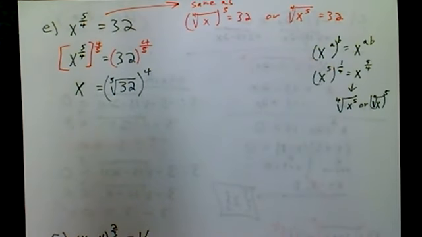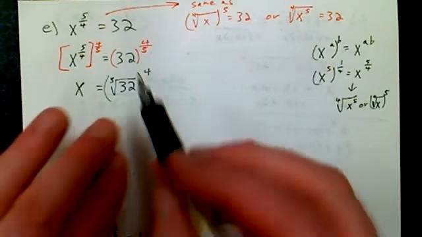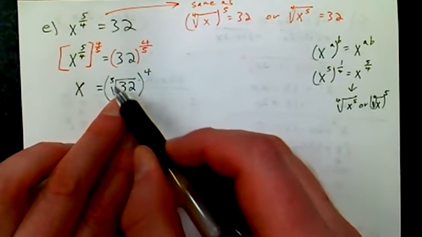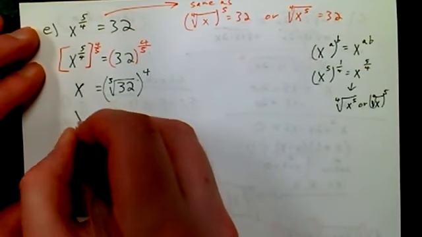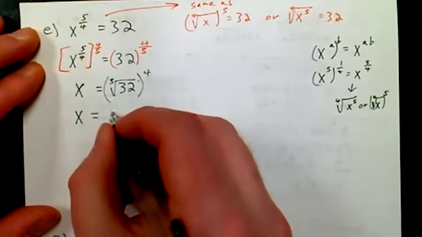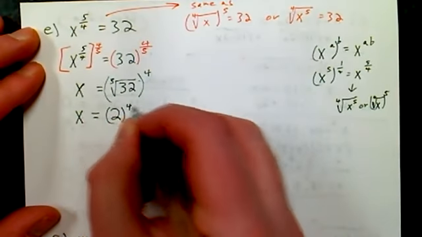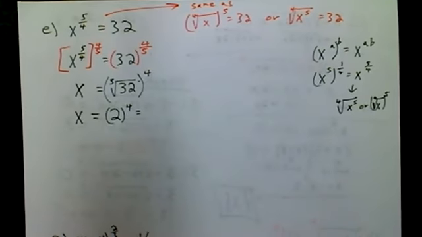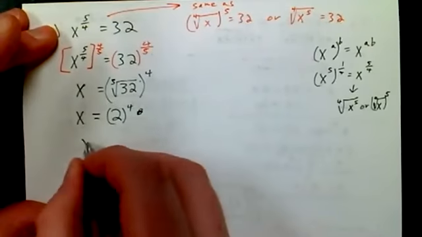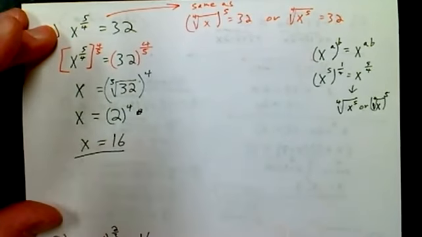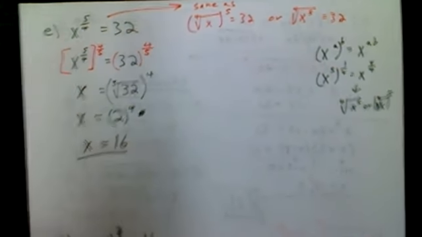The reason I want to write it that way, instead of writing it as 32 to the 4th and then taking the 5th root, which I suppose you could with a calculator, is because I know the 5th root of 32 is just 2. So I have 2 to the 4th power. And 2 to the 4th power is just 16. So x is equal to 16. At least I think it is.